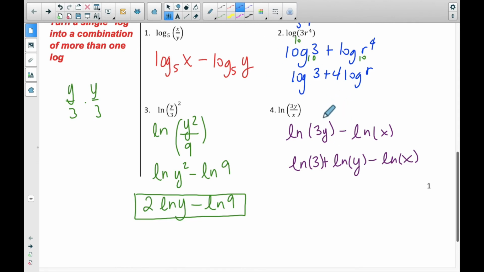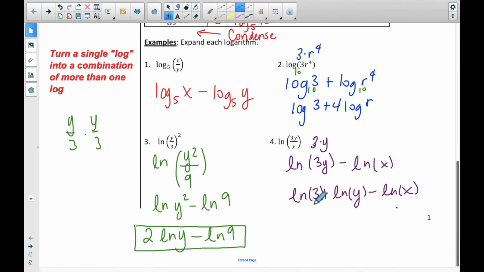Okay, so I started with this and changed it into subtraction. We have a division bar, which means subtraction. So I have the natural log of 3y minus the natural log of x. Then I have to break up my 3y because that's really 3 times y, right? So that's a times, that means plus. So my final answer is natural log of 3 plus the natural log of y minus the natural log of x.